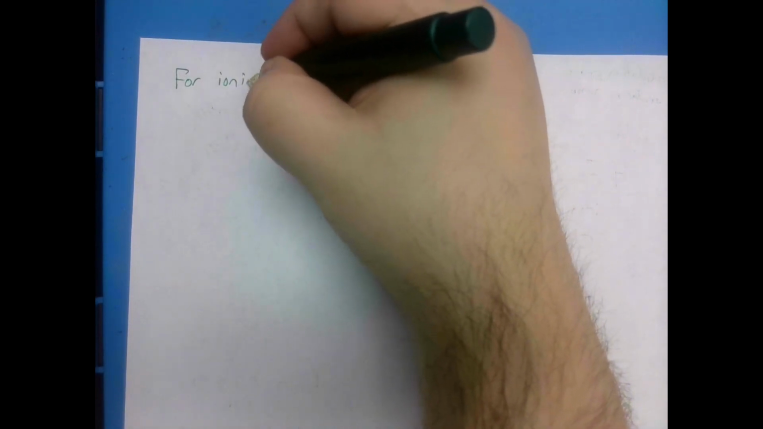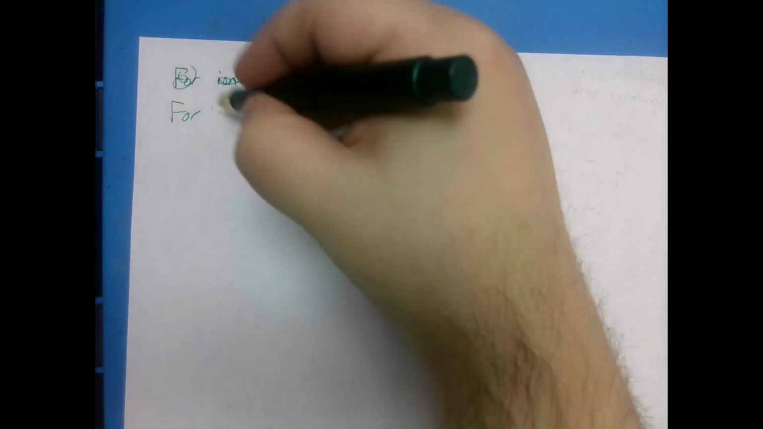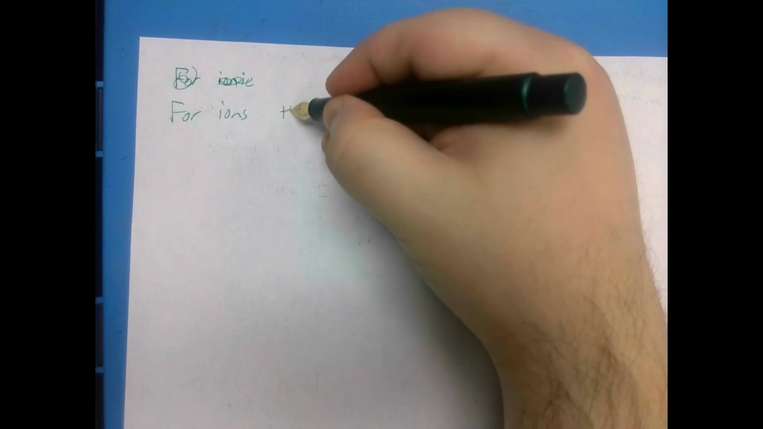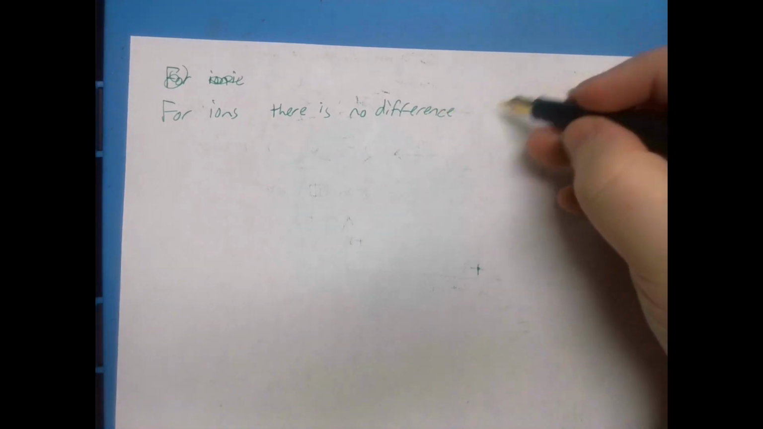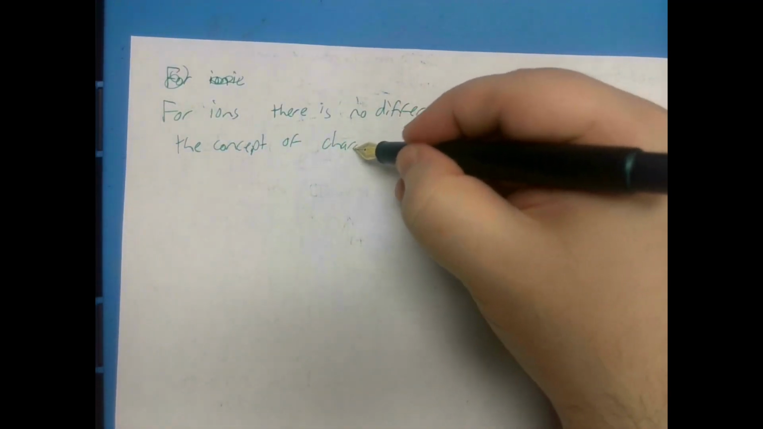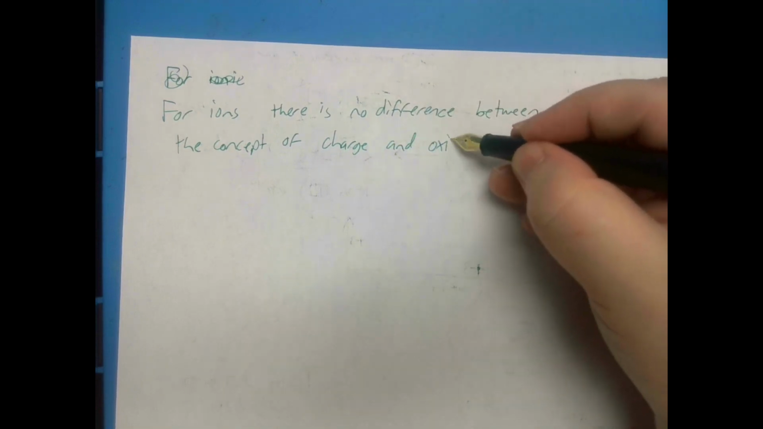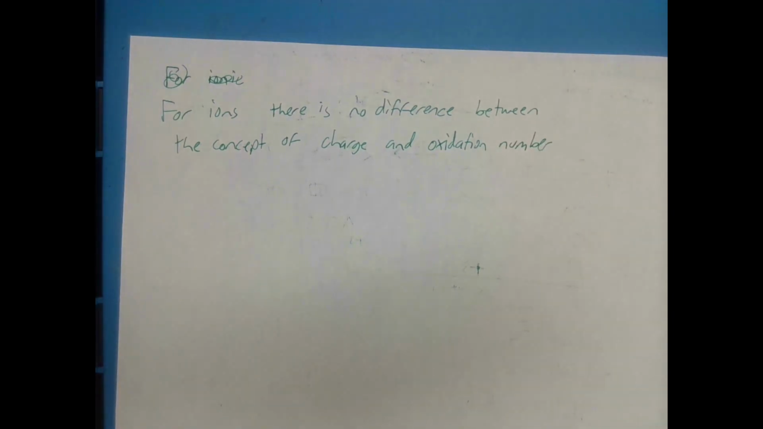For ions, there is no difference between the concept of charge and oxidation number. Oxidation number and charge are the exact same thing for ions. So if you remember your ionic rules for finding charges, it's the exact same thing.